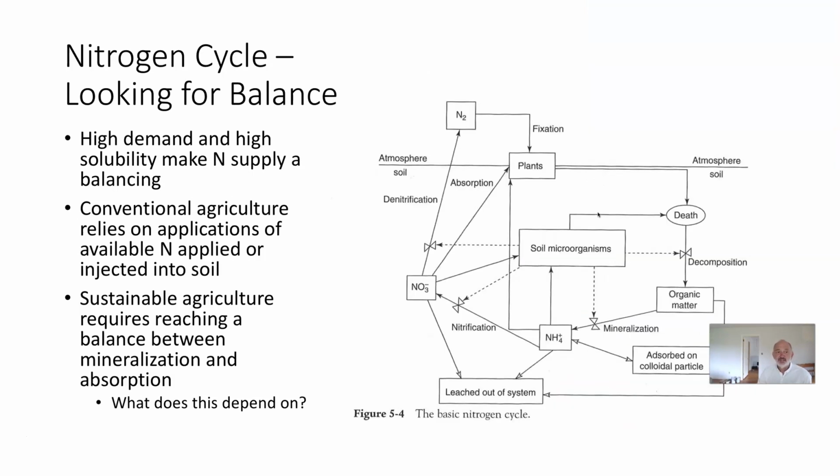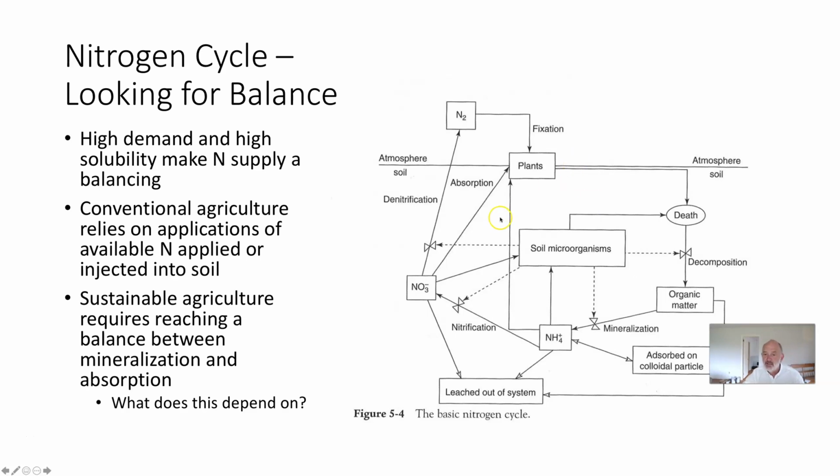If we think about the nitrogen system in balance, we want to think about how we create this balance. We just talked about this recently. High demand and high solubility make nitrogen supply a key balancing act. It's really important for it to be balanced. In conventional agriculture, we rely on applications of nitrogen for it to be available, and so we're putting more into the system rather than balancing. In sustainable agroecosystems, we really want to find this balance that balances mineralization and absorption.